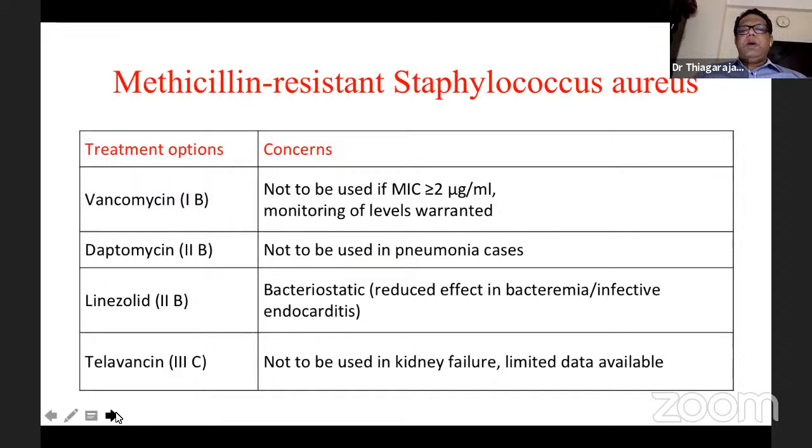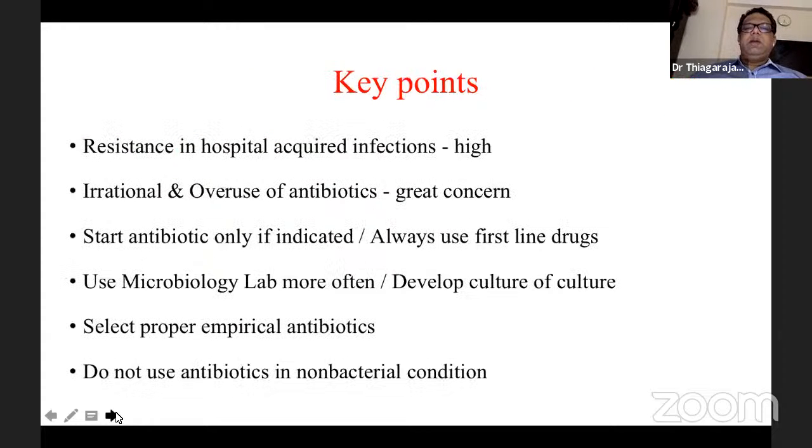In case of vancomycin, the levels are important. If the MIC is more than 2 micrograms, it should not be used. The other antibiotics include televancin, but there is only limited data available. Especially, it is not to be used in kidney failure.